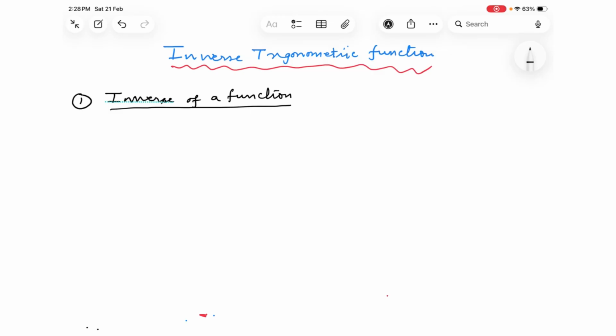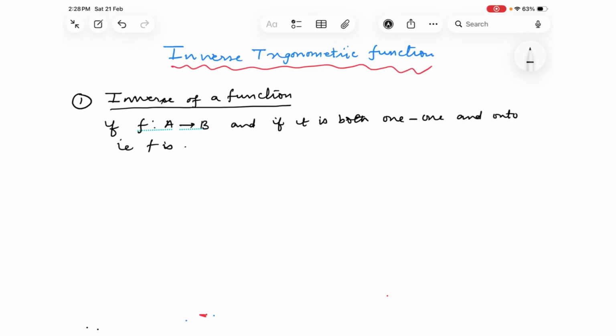Now remember, if f is a function from A to B, and if it is both a one-to-one function and an onto function, that is, if f is a bijection, one-one and onto meaning bijection, then its inverse, that is f inverse, exists.